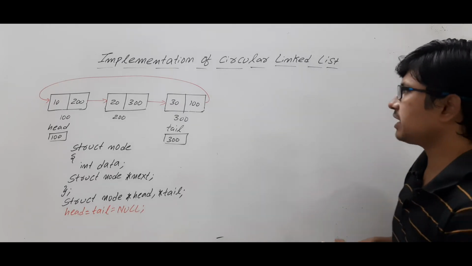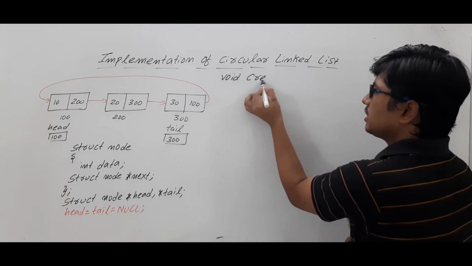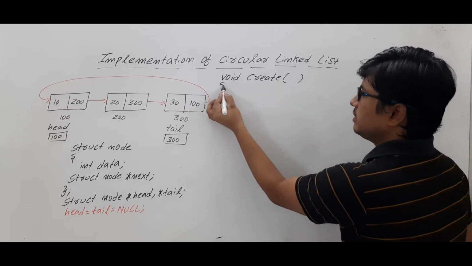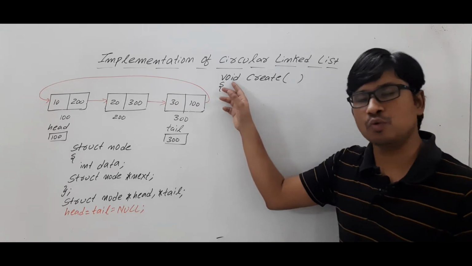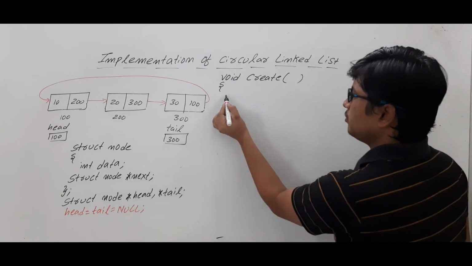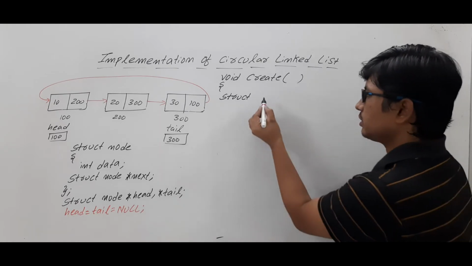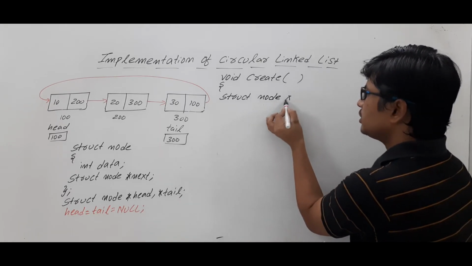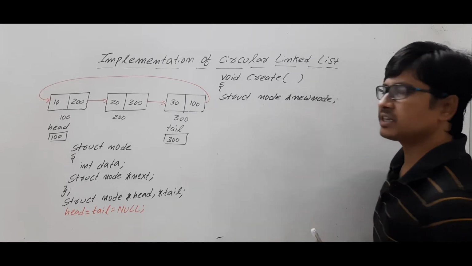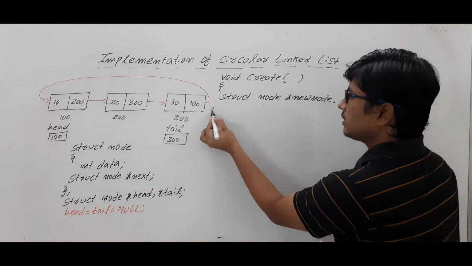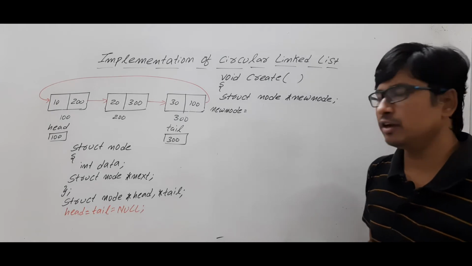So now let me write the user defined function called create to create the circular linked list. Okay, this function does not return any value, so that's why I have specified the return type as void. Now if you want to create a circular linked list, you need to create the nodes. So that's why first we are declaring a pointer called new node of type struct node. Then we need to allocate the memory. How we will allocate the memory? Dynamically using the malloc function.